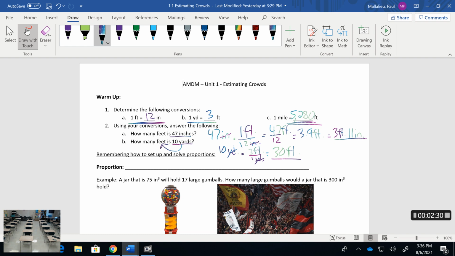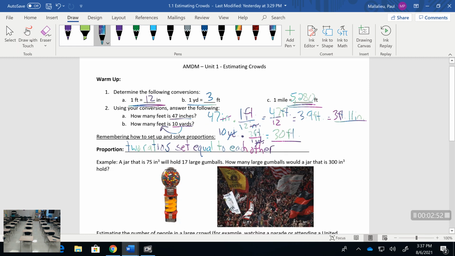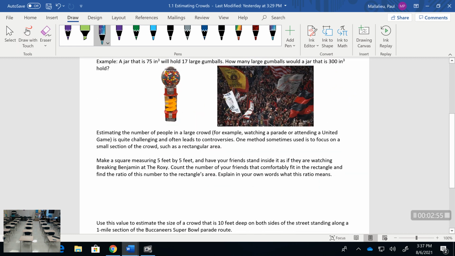So when we are identifying what a proportion is, a proportion is taking two ratios, which are essentially fractions, and setting them equal to each other. All right, so by setting those equal to each other, we are able to make a comparison. That's what we're trying to do with our proportions. So let's look at our first one.